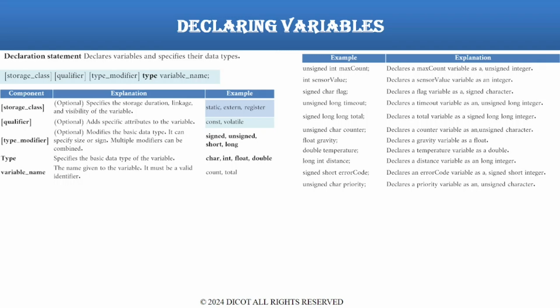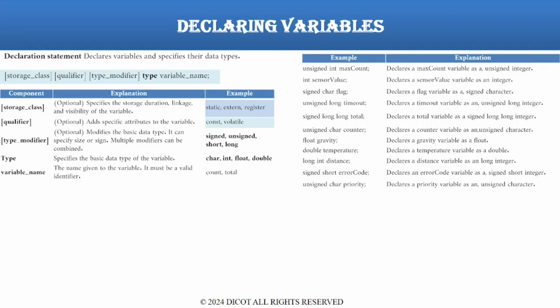Unsigned char counter declares a counter variable as an unsigned character. Float gravity declares a gravity variable as a float. Double temperature declares a temperature variable as a double. Long int distance declares a distance variable as a long integer. Signed short error code declares an error code variable as a signed short integer. Unsigned char priority declares a priority variable as an unsigned character.